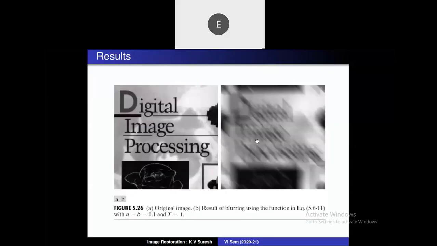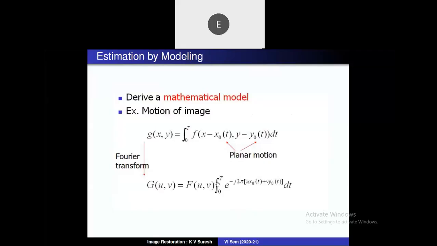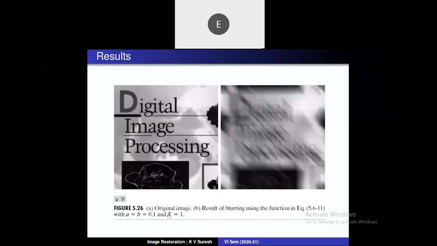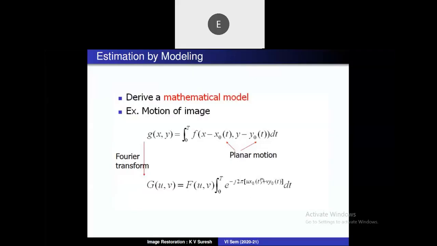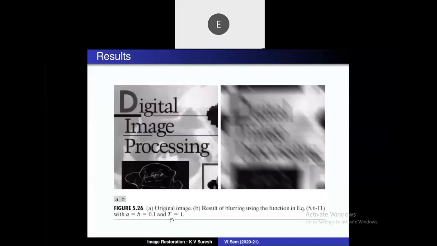So let us see an example here. This is the original image. What is done is using this equation here, taking the exposure time to be equal to 1, as you can see, and the shift is taken to be a simple uniform shift, something like a times t and b times t. The values of a and b are taken to be 0.1. Okay, so with these values, what you see here is a motion blurred image.